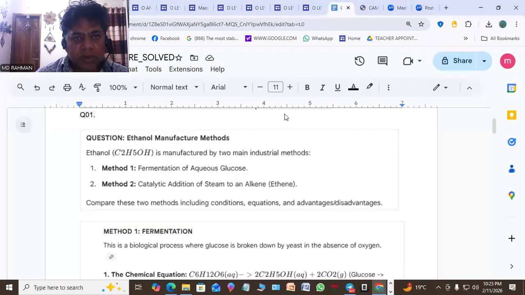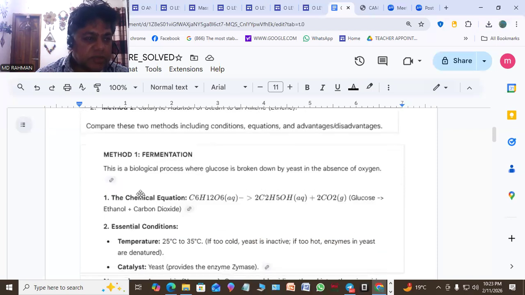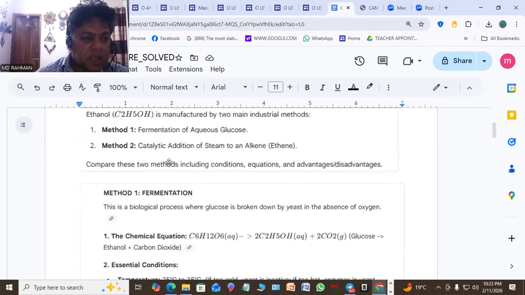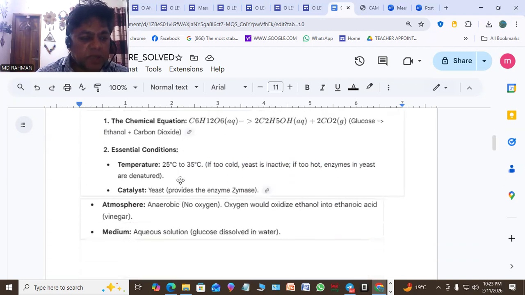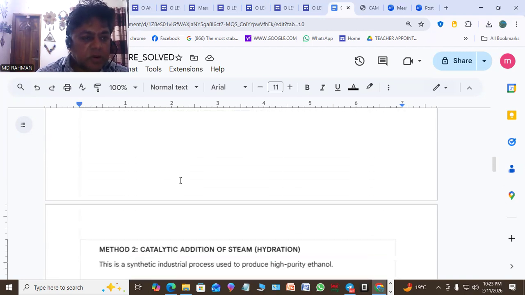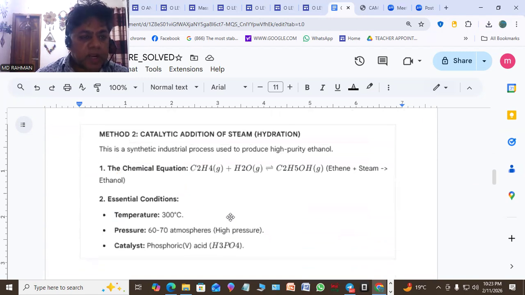Now we are coming back again to the next method. This is the general aspect of method one. Then we are going forward to method two, catalytic addition of steam, that is hydration. Hydration, catalytic addition of steam. The other name is hydration.